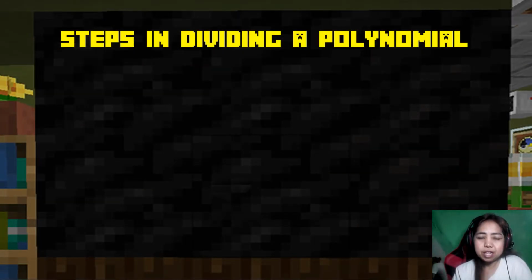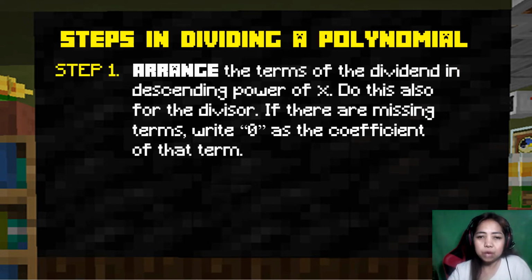Steps in dividing a polynomial. So, makinig na maigi kung paano tayo magde-divide. Step 1. Arrange the terms of the dividend in descending power of x. Ibig sabihin ng descending pababa. So, mula sa may pinakamataas na exponent, pababa hanggang sa ating constant. Do this also for the divisor. Ganun din sa ating ipapandivide. Mula sa pinakamataas na exponent hanggang sa constant.